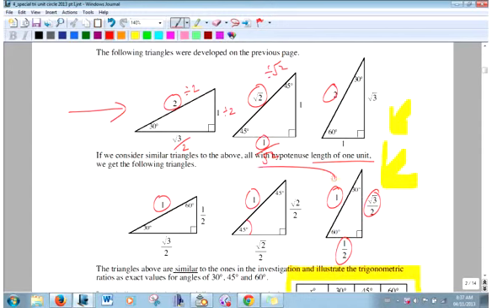Okay? And like I said, this is the same triangle as that. If it's a right angle triangle and one of them's 30 degrees, the other one has to be 60. It's the same triangle. So you don't even need to really know that.